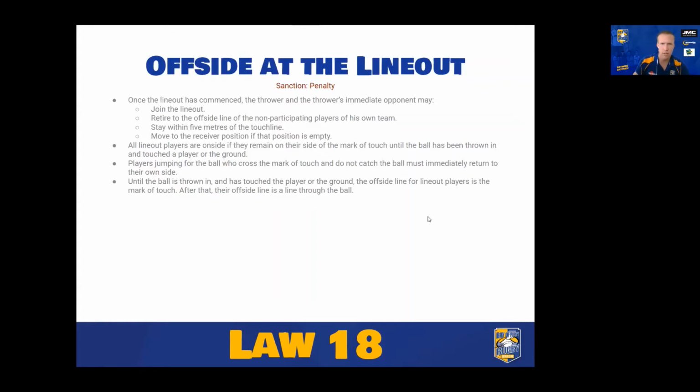That sort of just summarises what we've got above as well. So that offside line is the mark of touch. Once a ruck or a maul has formed, then we have the usual offside lines there. And if a ruck or maul hasn't formed yet, then once the ball's taken, even if the line out's still active, the offside line is through the ball.